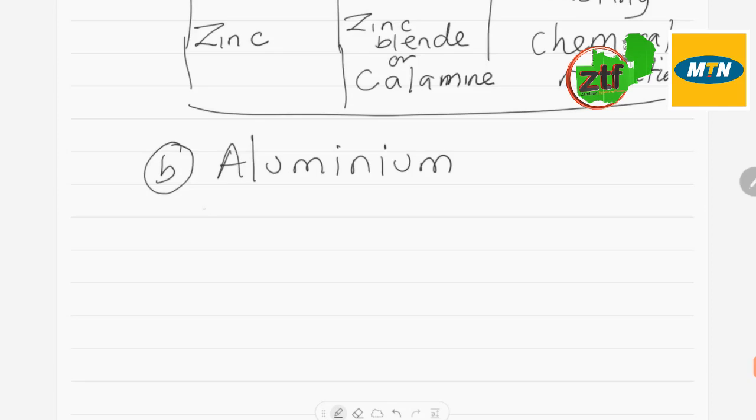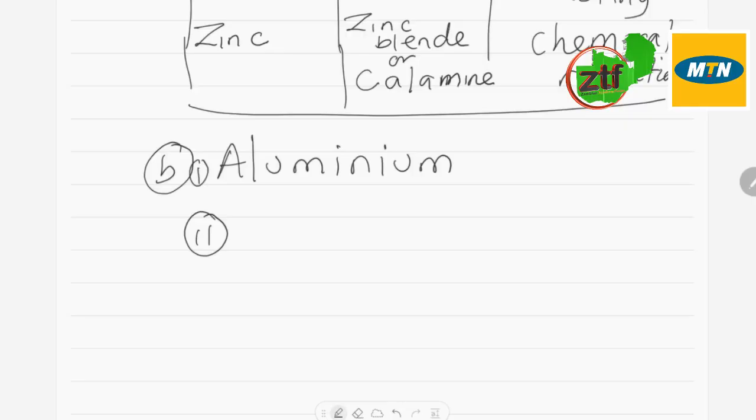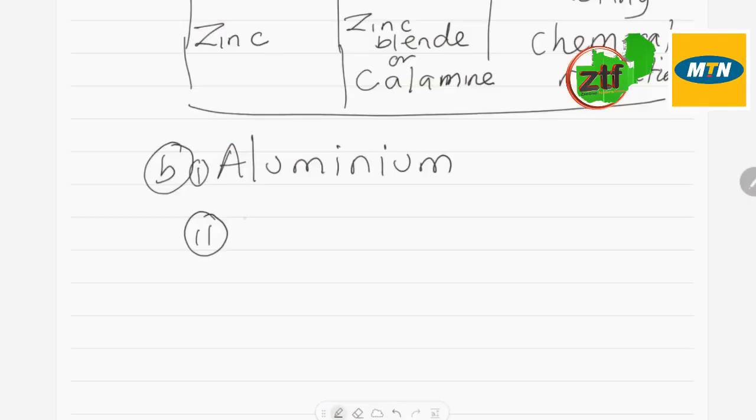Number B2, bronze is an alloy. Which two metals are alloyed to produce bronze? Remember, an alloy is a mixture of a metal with another metal. So in this case, to produce bronze, we mix copper and tin. These form bronze.